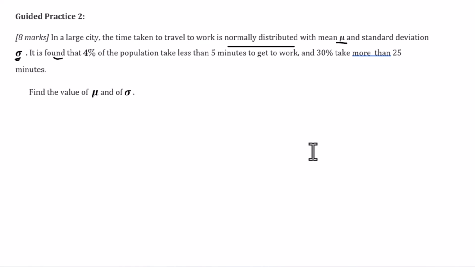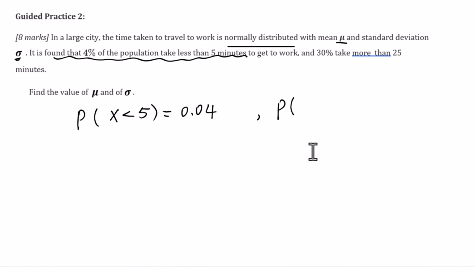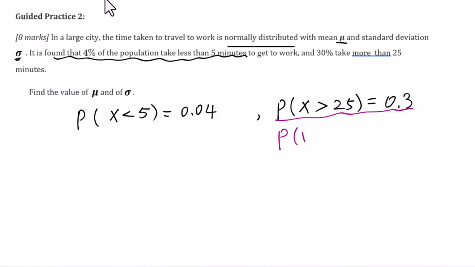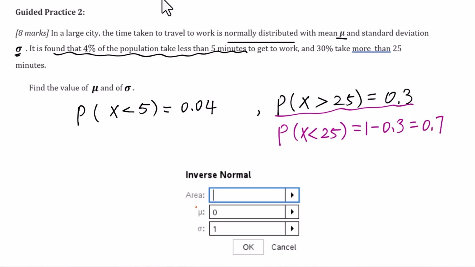Based on this given information, we know probability of x less than 5 equals 0.04, and probability of x greater than 25 equals 0.3. We need to change this into probability of x less than 25 so that we can use inverse norm, equals 0.7. Always remember this area means probability of x less than x1.